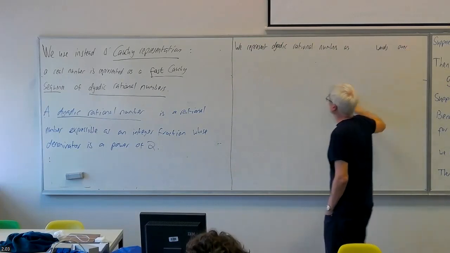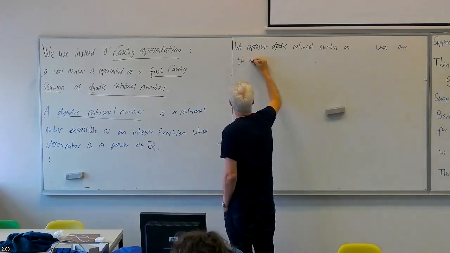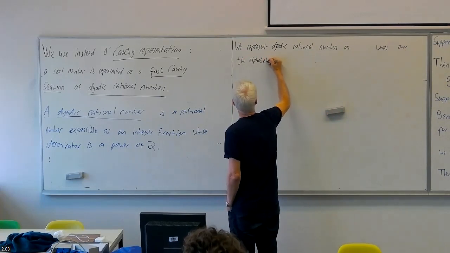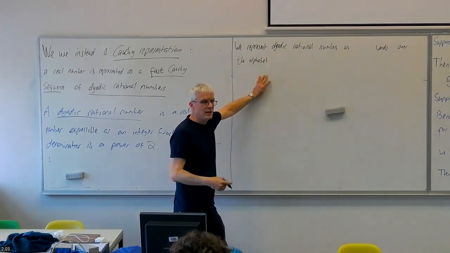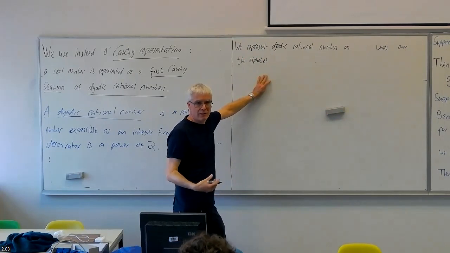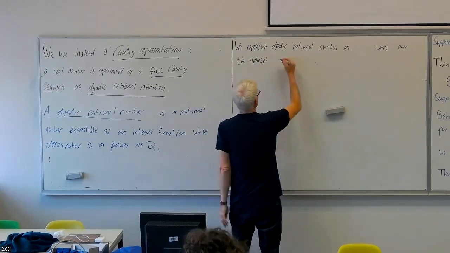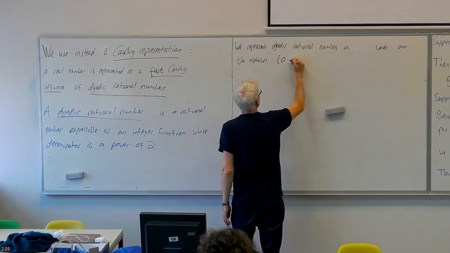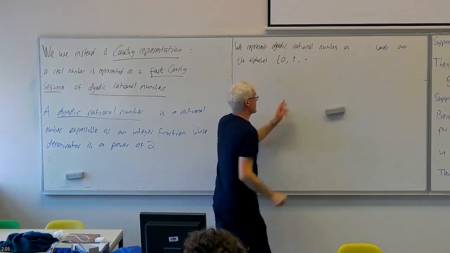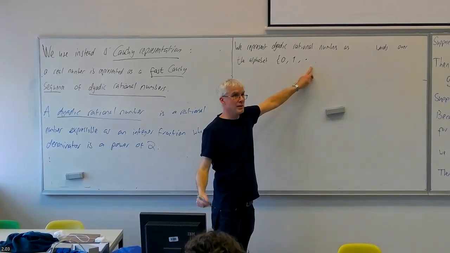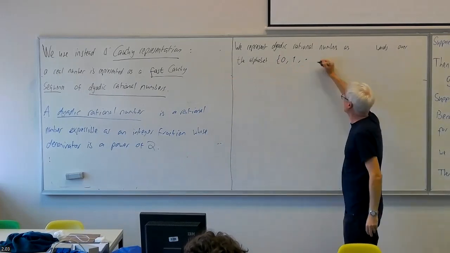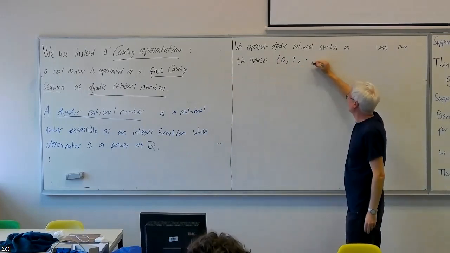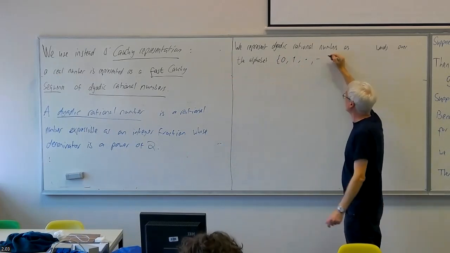Words over the alphabet. If we're talking about dyadic rational numbers where the denominator is a power of 2, it's very natural to use a binary alphabet for that. So we're going to use the alphabet appropriate for binary numbers: 0 and 1 for the binary digits. We're going to give ourselves a binary point rather than a decimal point, to separate the whole and fractional parts, and we're going to give ourselves the minus sign.